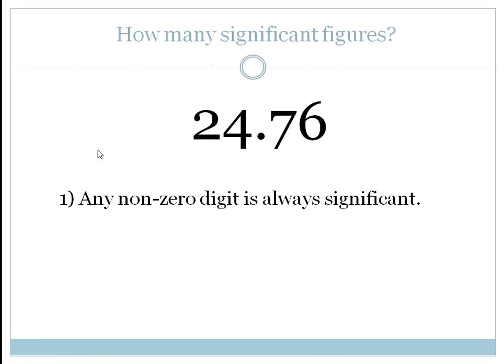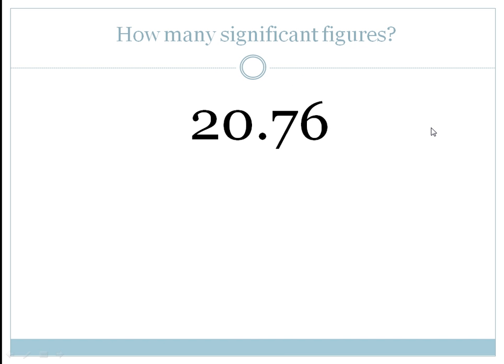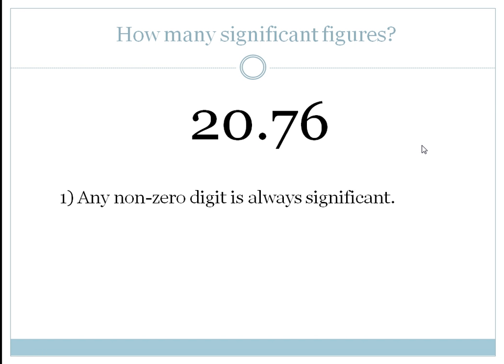So if I look at rule 1, it says any non-zero digit is always significant. Well, all 4 of these are non-zeros, so that's easy. That makes all 4 of them significant. Alright, let's look at this number, 20.76. Once again, I got 4 digits, but now I have this 0 here. So let's take a look at this example. Alright, rule 1, any non-zero digit always significant. So the 2, the 7, the 6 are significant.